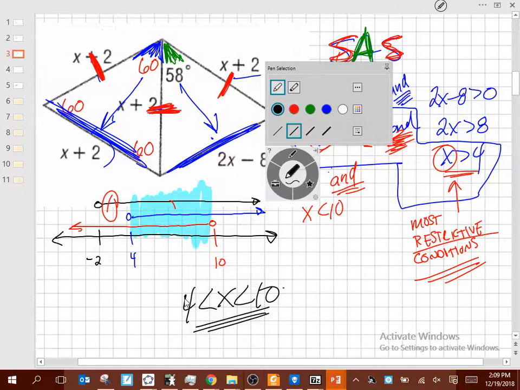Is that all right? All right, so that's all I've got for you in regards to 5.7. I do want you guys to maybe write this down.